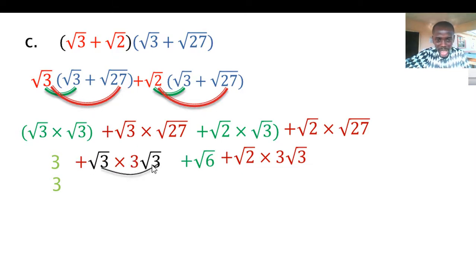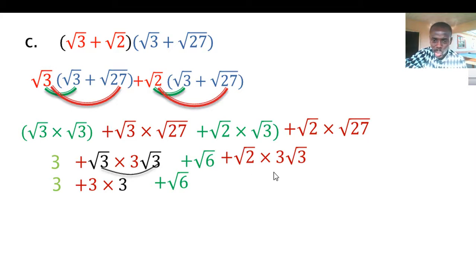So from 3 root 3, I'm going to be having 3, because root 3 multiplied by root 3 is going to be 3, and from my only 3, I'm also having another 3. So that is giving me plus 3 from the red 3 and 3 from root 3 multiplied by root 3. I believe that is understood. Then plus root 6. Okay, then plus what else again now?